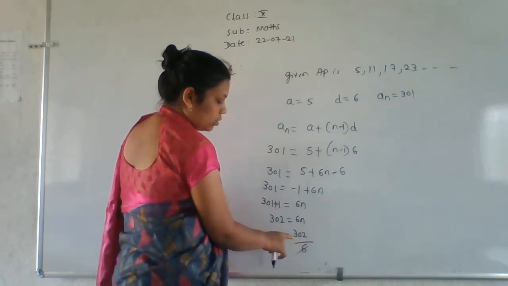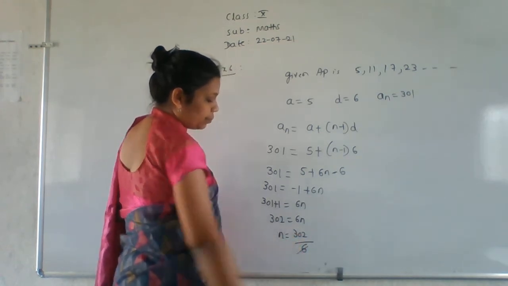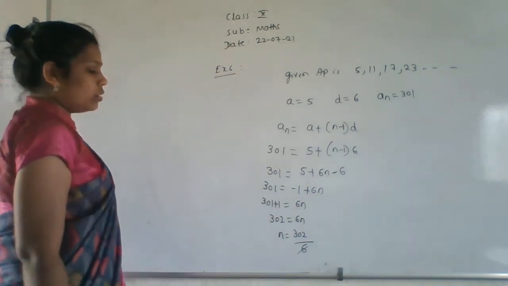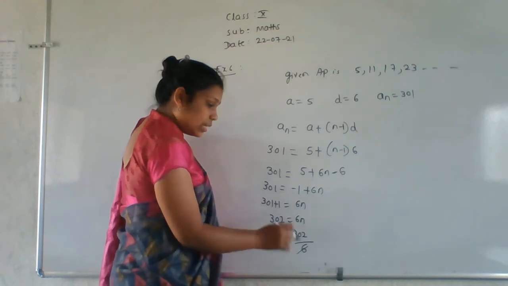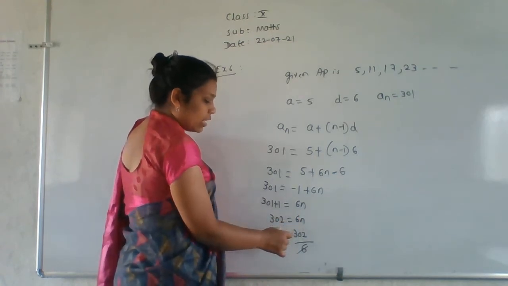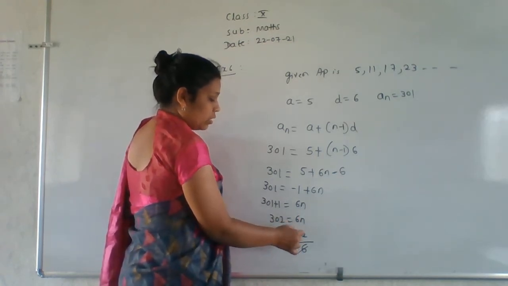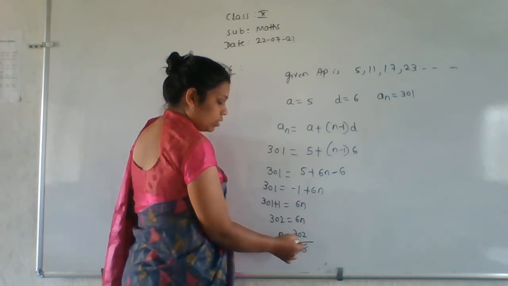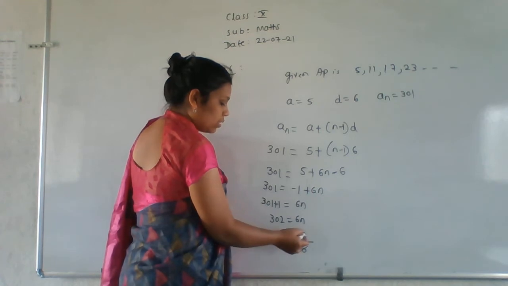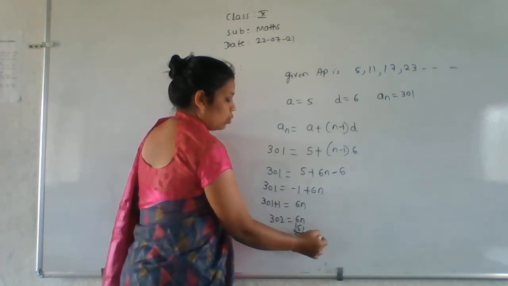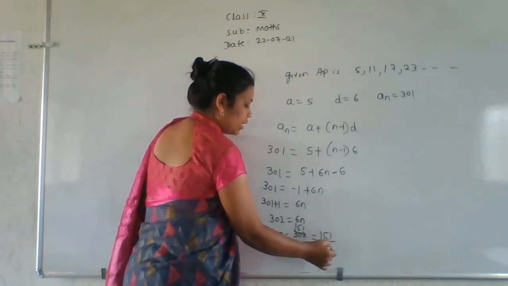6 1s are 6, 6 4s are 24, 6 5s are 30. We can't divide with the 6 here, so you can divide with the 3 first. So divide with the 3 here. So the 3, no, first divide with the 2. 2 3s are 6, 2 1s are 2, 2 5s are 10, and again 2 1s are 2. So you are getting 151 divided by 3.